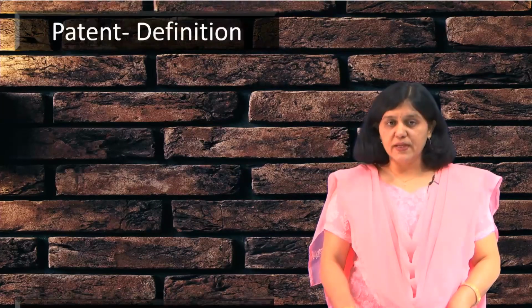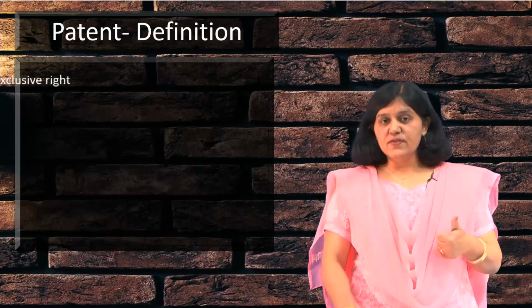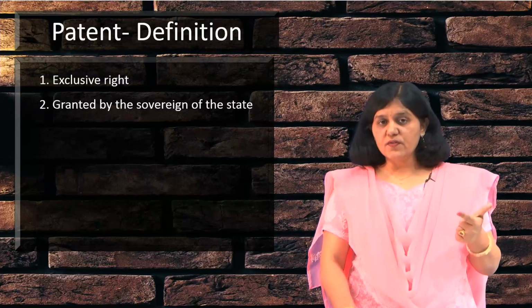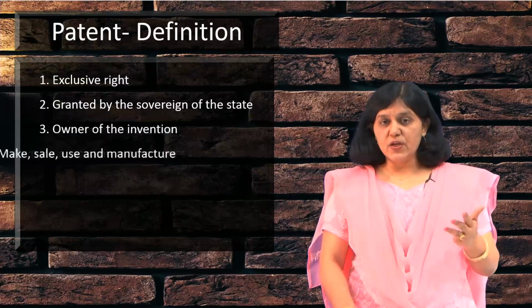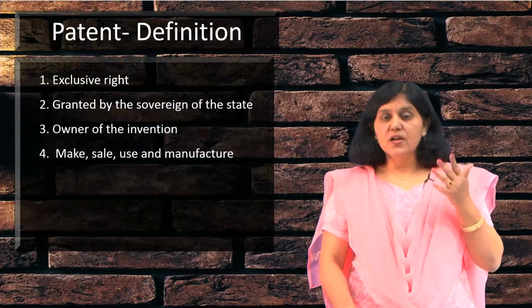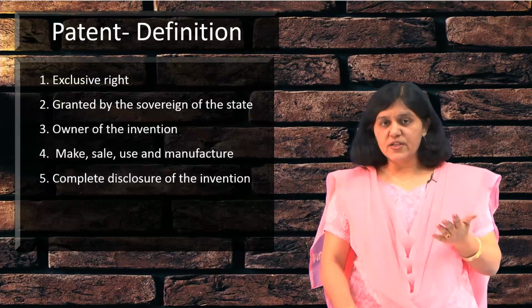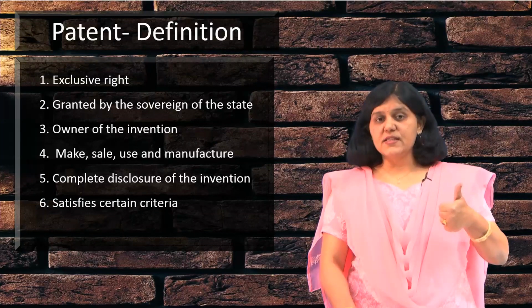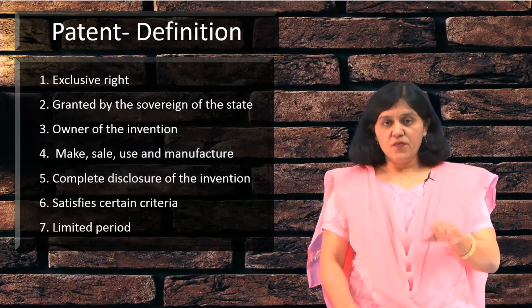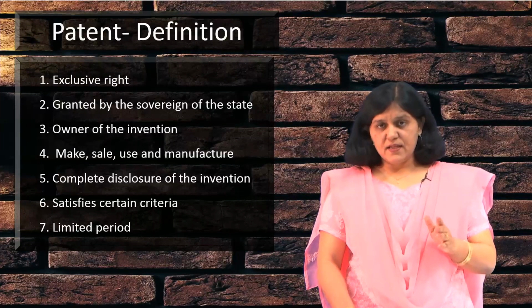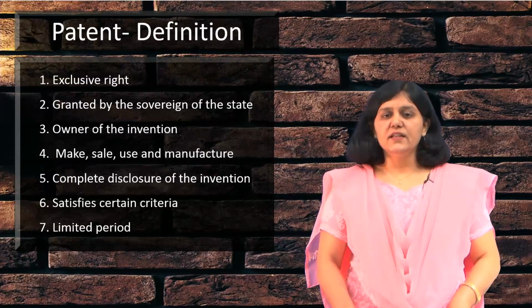In this session, we have understood the definition of the patent. It is an exclusive right granted by the sovereign of the state to the owner of the invention to make, sell, use and manufacture the invention upon complete disclosure of the invention, provided the invention satisfies certain criteria, and it is for a limited period. Which are these criteria? That we will see in the next module.